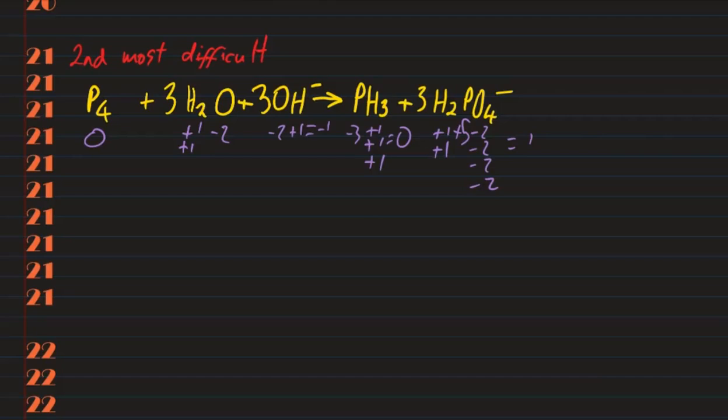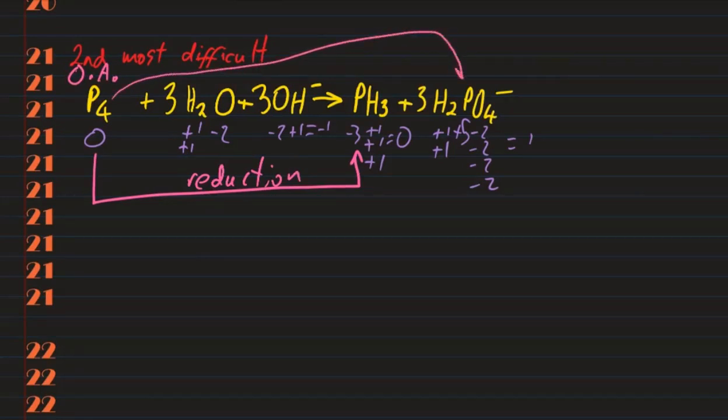Now you have to see which oxidation state goes up, which oxidation state goes down. Well, hydrogen never changes, nor does oxygen. So it has to be phosphorus, doesn't it? So this goes from zero to minus three. That's reduction, which means the P4 is the oxidizing agent. The oxidizing agent is itself reduced. And rather delightfully, this P4 goes to this P here. Goes from zero to plus five. So that's oxidation. Oxidation state goes up. And so it's also the reducing agent. So it's both P4. 21 is D.